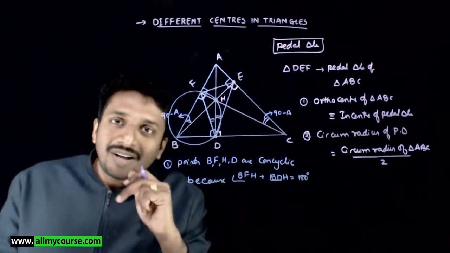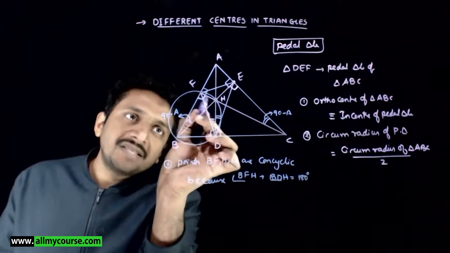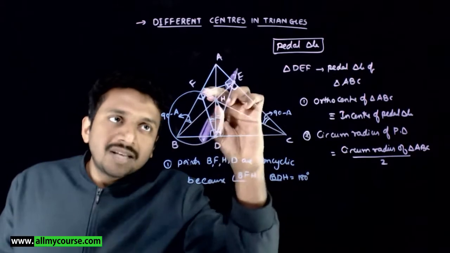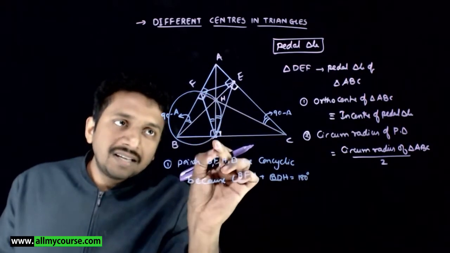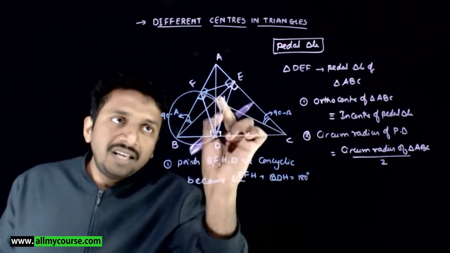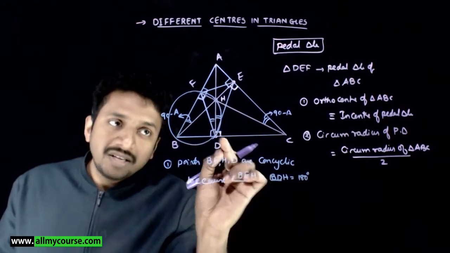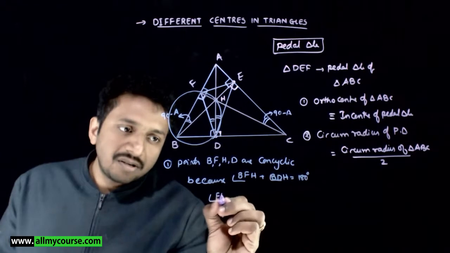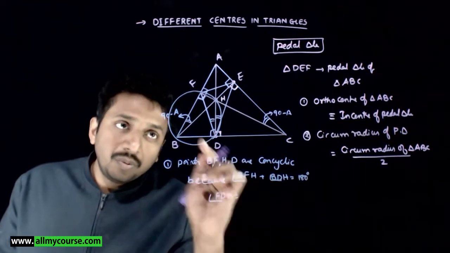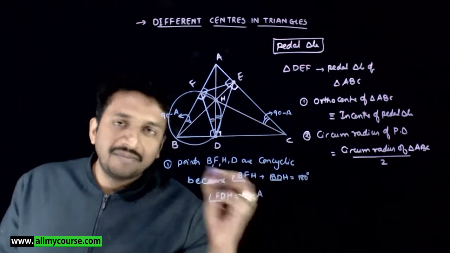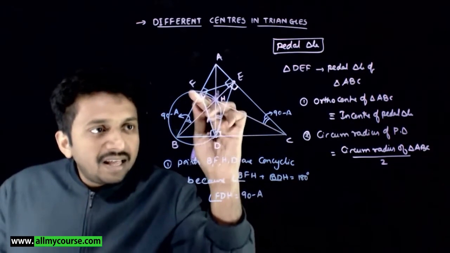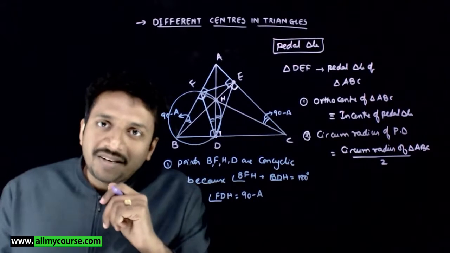And once you can draw a circle, if you take FH as the chord, this chord subtends 90 minus A on the circumference at B, and angle FDH also on the circumference. So angle FDH should be equal to angle FBH, which is equal to 90 minus A. So this angle FDH is equal to 90 minus A.